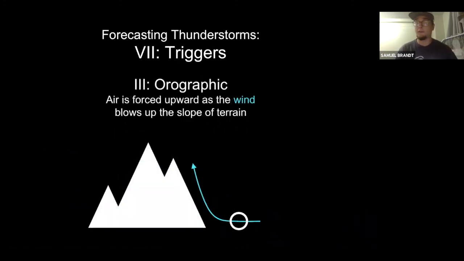The third is orographic. You have wind flowing up the slope of a mountain, or not even a mountain, just terrain that increases in elevation over a distance, and you have winds that are strong enough, you can get some upslope flow is what it's referred to, and that can be enough to initiate convection as well.